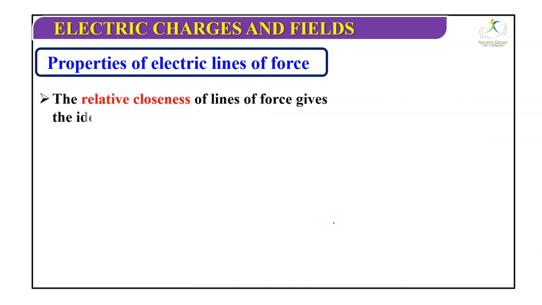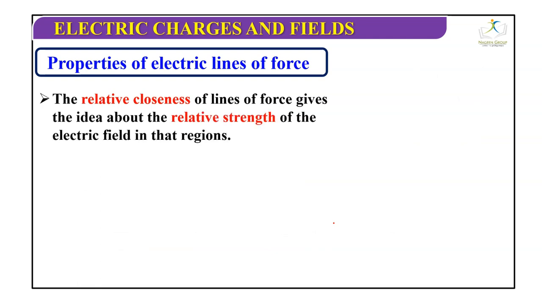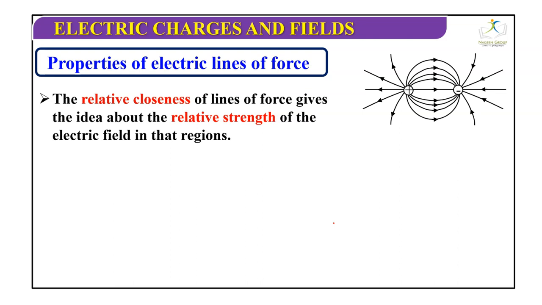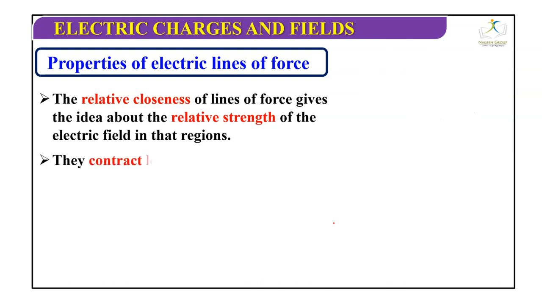The relative closeness of the lines of force gives an idea about the relative strength of the electric field in the region, like this. If they have more concentration, that means the strength will be high. If there is less concentration, the strength will be low.